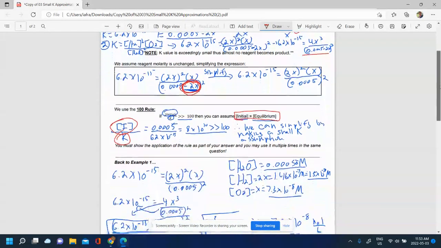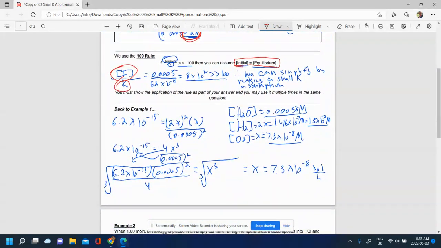And so since we were able to make that justification, we then continued to solve for x with the justification in place. It made it nice and easy to find what the x value was over here. And so then we could plug that x value into our concentration of H2 and O2. And there we have our final concentrations for each of the entities in this equilibrium.